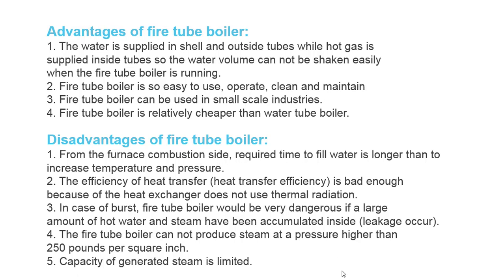Point number 4, the fire tube boiler cannot produce steam at a pressure higher than 250 pounds per square inch. Point number 5, the capacity of generated steam is limited.